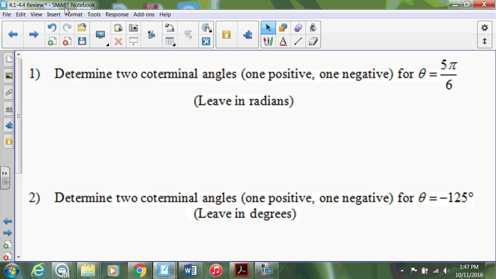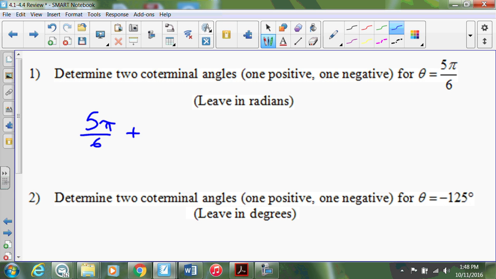Okay, let's go ahead and work on the review for the 4.1 to 4.4 tests we're going to have next class. Number one, determine two coterminal angles, one positive and one negative, for when theta is equal to 5 pi over 6. So if we're looking for coterminals, we're going to add 2 pi, which instead of writing 2 pi, I'm going to write 12 pi over 6, which gives me the 17 pi over 6.